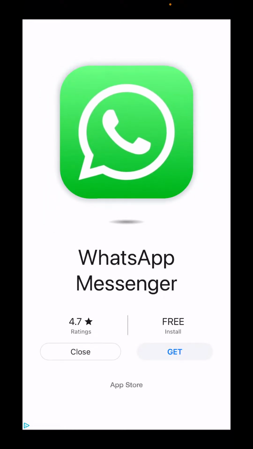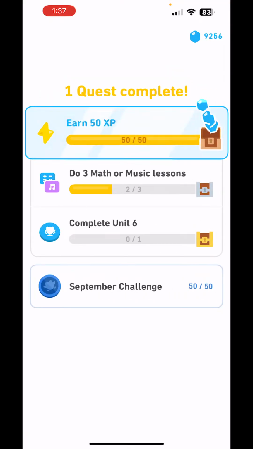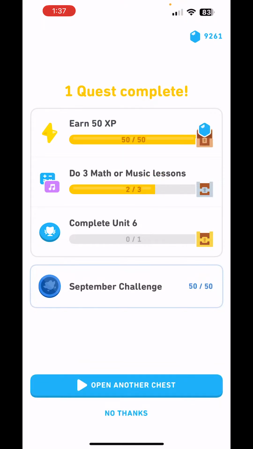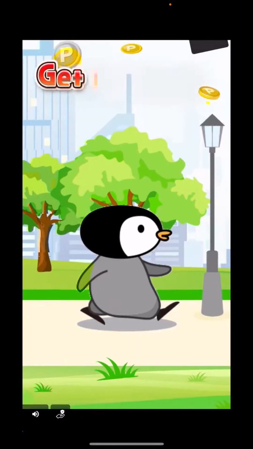We're going to watch this ad really quickly and then move on to the next thing. So we opened our bronze chest. We just need to do one more math lesson to open the silver. And then, I don't know, we'll have to figure out how we're going to complete unit 6.